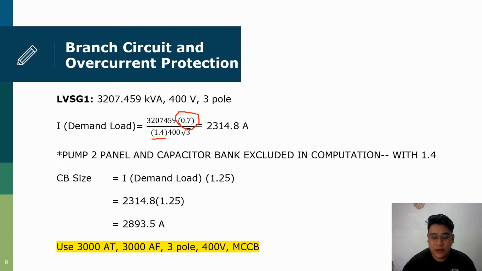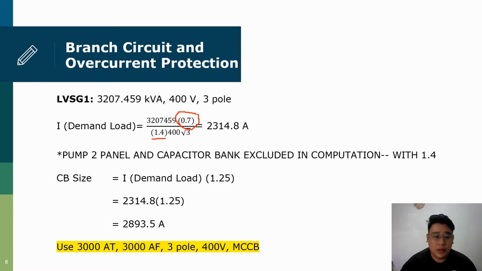Ang demand factor is always less than or equal to 1. Ang demand factor is maximum demand over total connected loads. Ang diversity factor naman is always greater than or equal to 1. So, basically, yun yung extended version ng demand factor. It deals with maximum demand of different units at a time over maximum demand of the entire system.